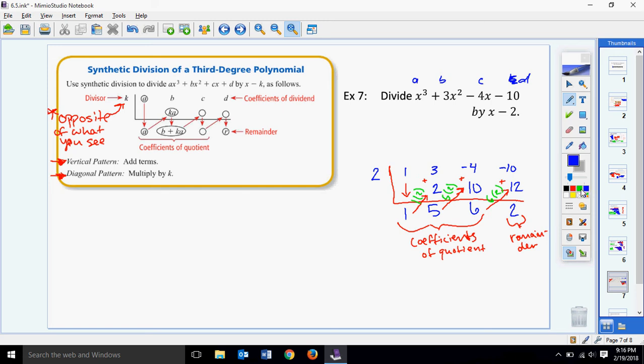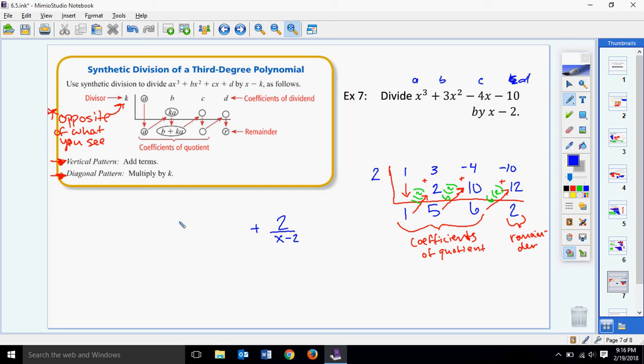So let's look at our coefficients. We have 1, 5, and a 6. 2 is our remainder. Remember, our answer will have the remainder over the divisor. What was our original divisor? X minus 2. And now we're ready to put our quotient out in front, just like we did before.